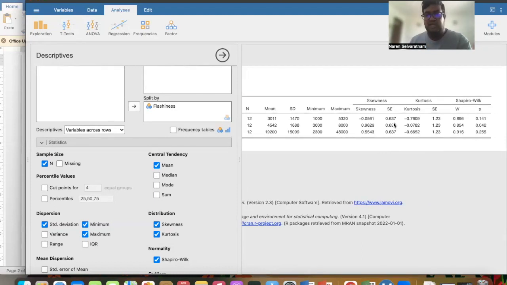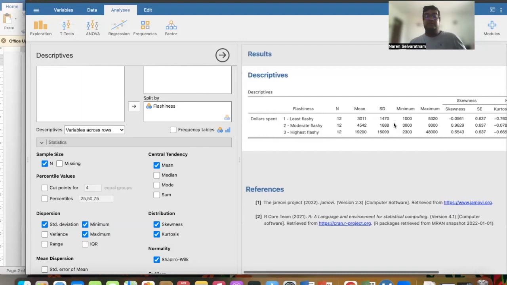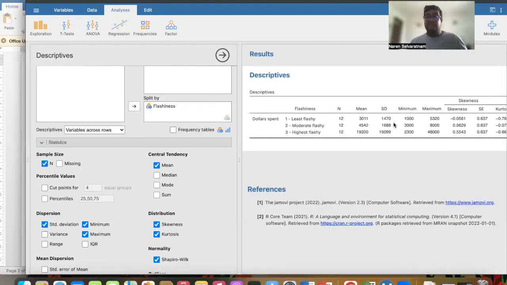Now let's go through this data. I need to understand the objective of my study. The objective is to see whether the degree of flashiness has something to do with dollars spent. It is very visible if you just check out the means. On average, people spent roughly $3,000 in the least flashy casinos. But you can see it rises to 4,542 in the moderate flashy one. And if you notice, there's a substantial increment in the highest flashy group.